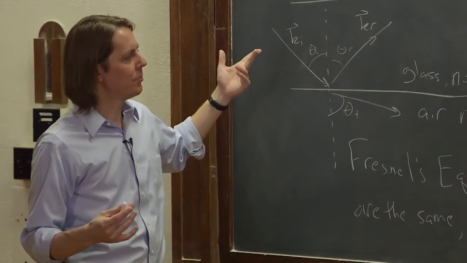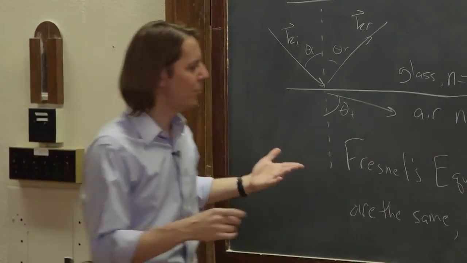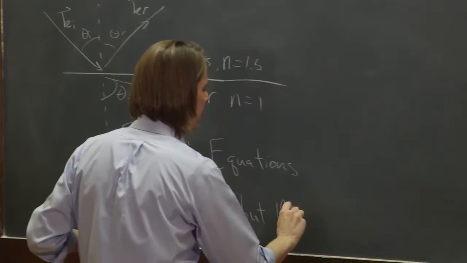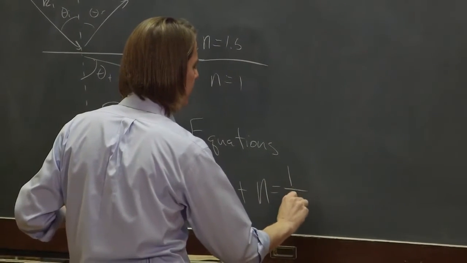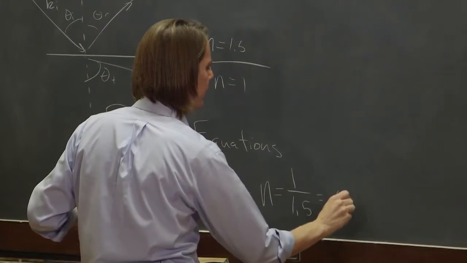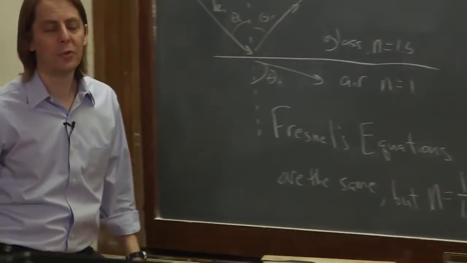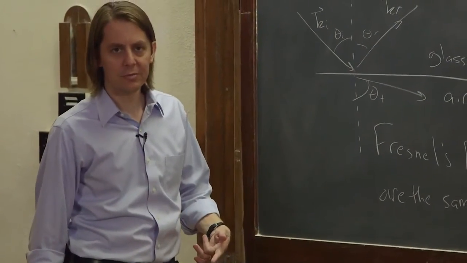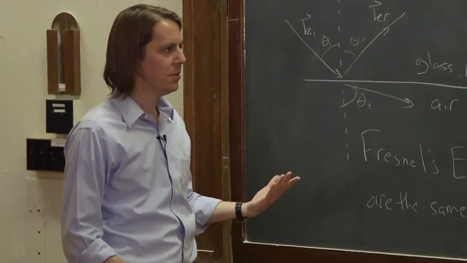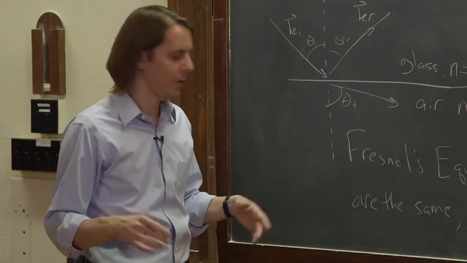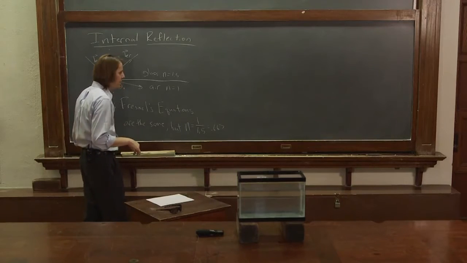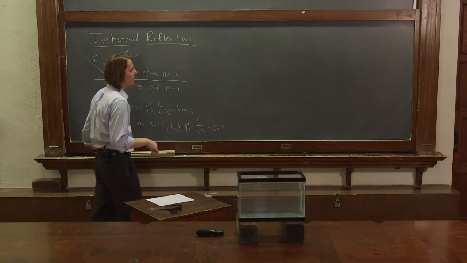However, we can fix ours to be an internal reflection. You just flip it over. Instead of n equals 1.5, you say n equals 1 over 1.5, so it equals 0.667, say. If you just plug 0.667 into our RTE and RTM, that's the right answer. All right, so let's look and see what it looks like.